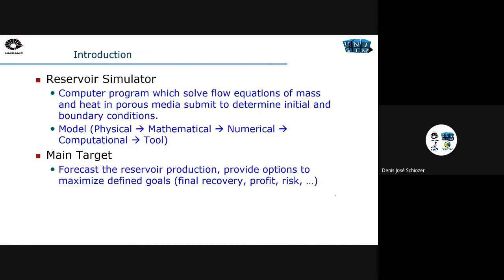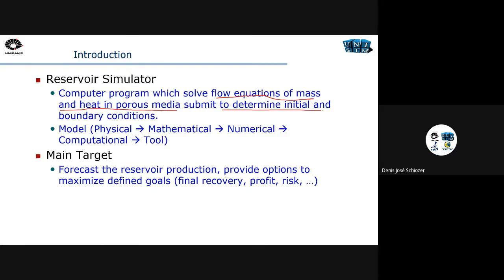Any questions? Okay, so if you don't have any questions, well, the idea now is to do a very brief presentation about simulation, and then we are going to cover a little bit about what's inside the simulator. Okay. So reservoir simulation is no more than a computer program that tries to solve flow equations of mass and sometimes heat in porous media.